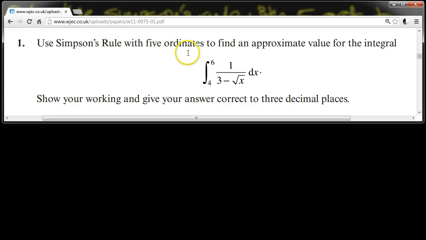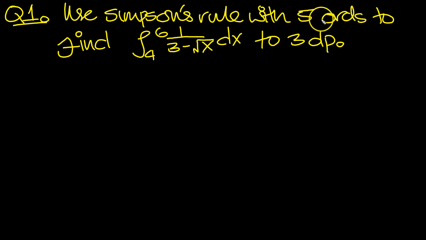Use Simpson's rule with 5 ordinates to find an approximate value for the integral of 1 over 3 minus root x between the bounds of 4 and 6 dx. Show your working and give your answer correct to 3 decimal places. So let's have a look at this then. 5 ordinates, so n is 4. So here then, let's put the formula in.